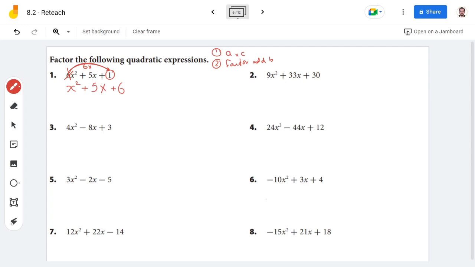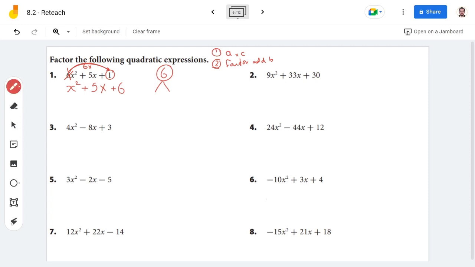Now, step 2, factor C to find B. So what are the factors of 6? Now, the factors of 6 that give me 5: I have two different answers. You can do positive 6 minus 1, which will give me 5, or you can use 2 times 3, which also gives you 5. So it's up to you. You can use one of them because both of them will give you the same answer.